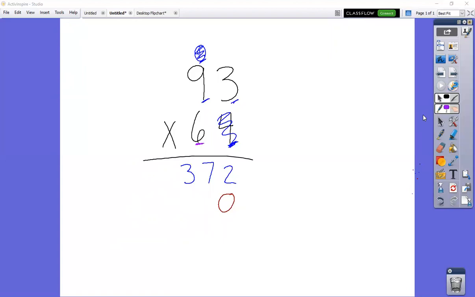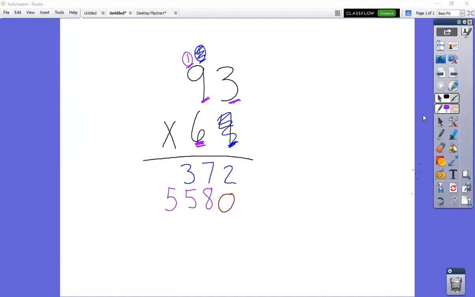We're going to do the same thing that we did with the 4. We're going to do the 6 times what's in the 1's place, which is 3. So 6 times 3 is 18. Put my 8 there, my 1 up here. Now I'm going to do 6 times what's in the 10's place, which is 9. 6 times 9 is 54 plus 1, which is 55.